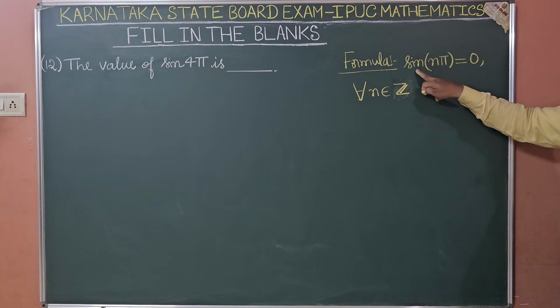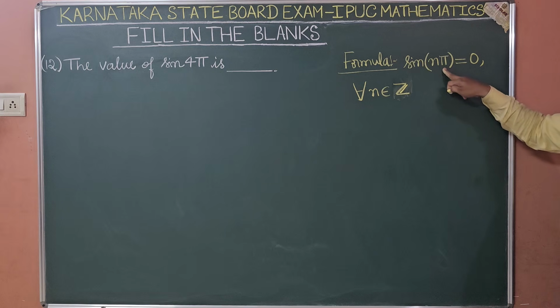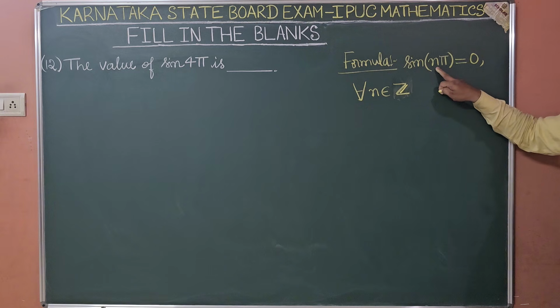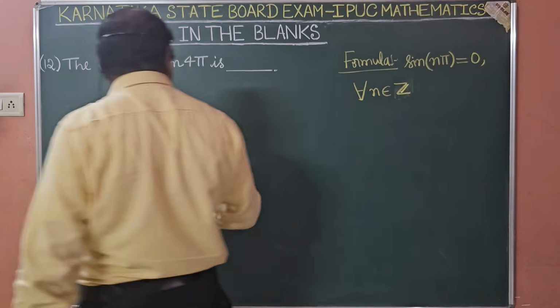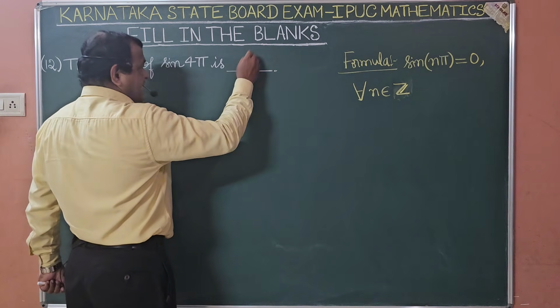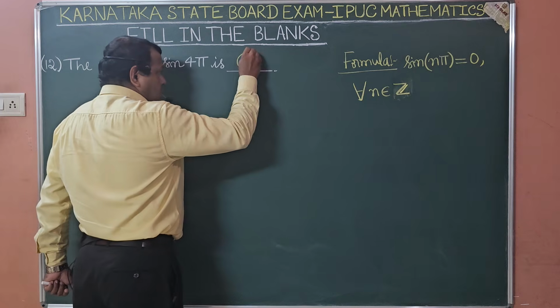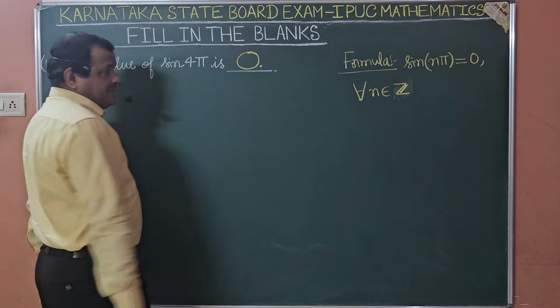sine 2 pi is 0, sine 3 pi is 0, sine 4 pi is 0, sine 5 pi is 0. Put n as a few negative values. For example minus 1, sine of minus pi is 0, sine of minus 2 pi is 0, sine of minus 3 pi is 0, sine of minus 4 pi is 0, and so on. Therefore sine of n pi, sine of 4 pi is 0. Please go through this solution.